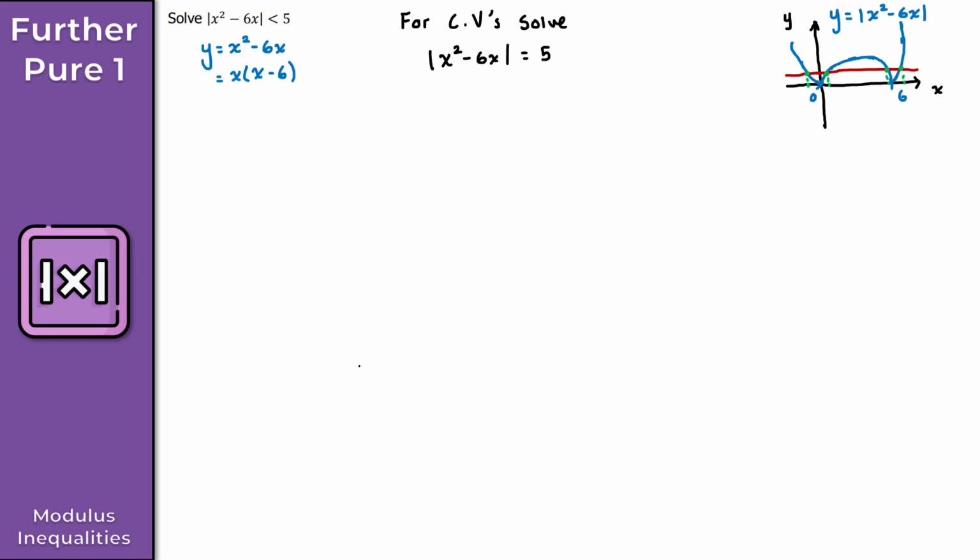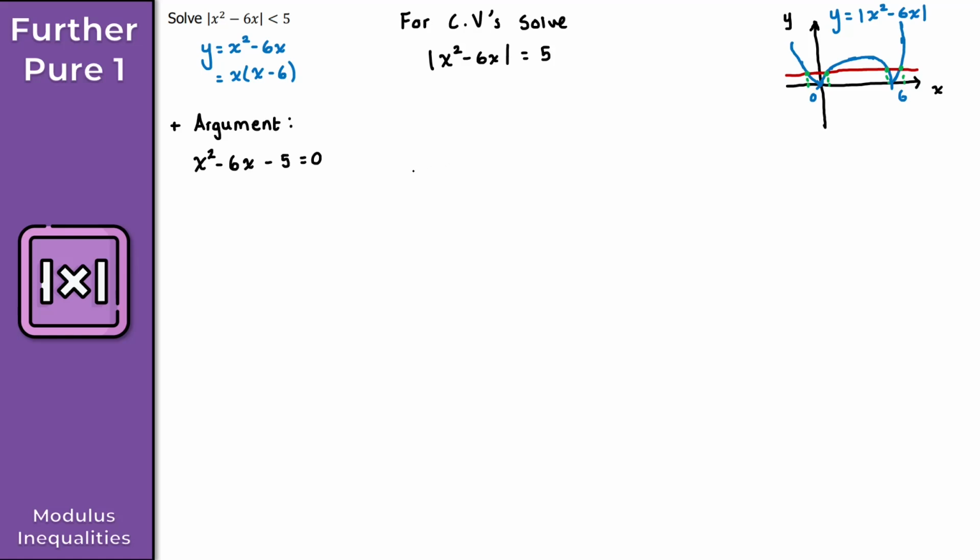Now to solve this modulus equation here, what we need to do is consider both the positive and negative argument of this modulus function. So if we start with the positive argument, what would I get then? Well, that would simply be x squared minus 6x equals 5. So if I subtract 5 off both sides, what I get here is x squared minus 6x minus 5 is equal to 0.